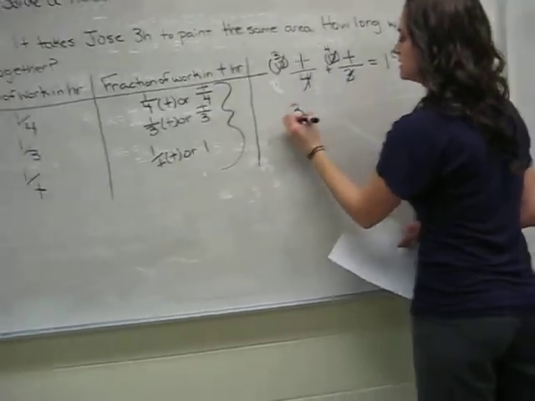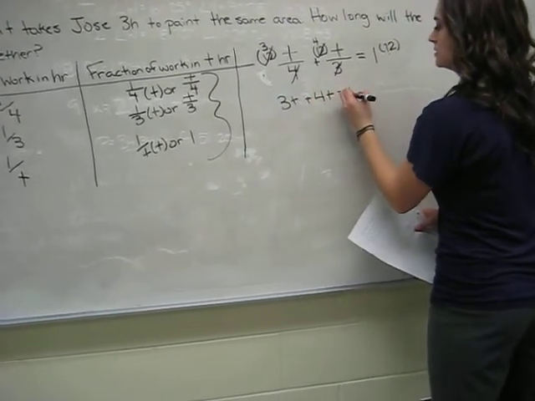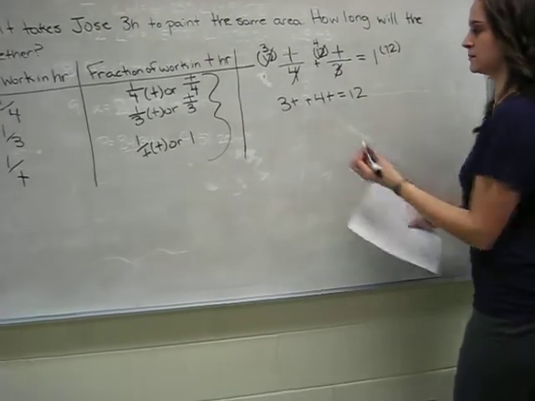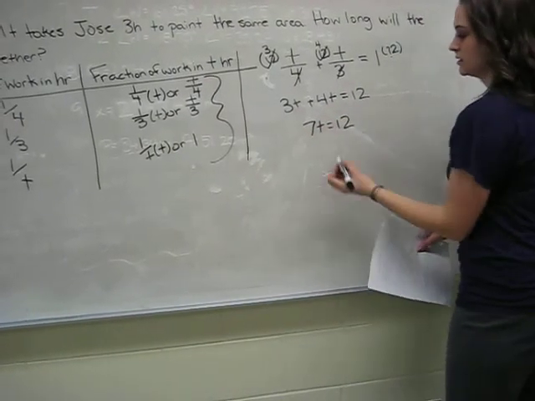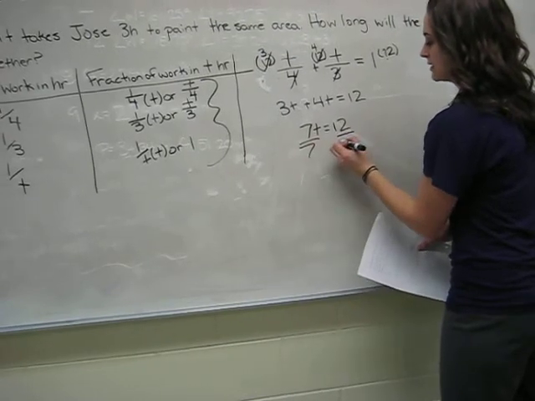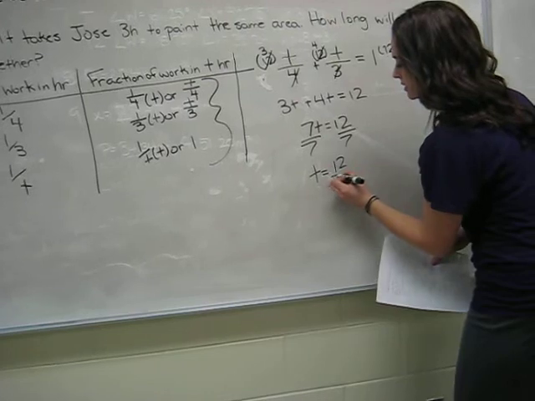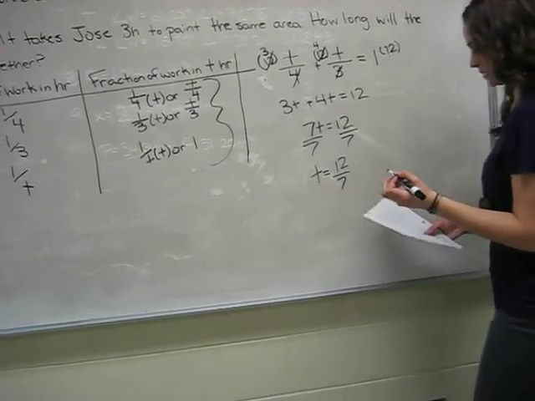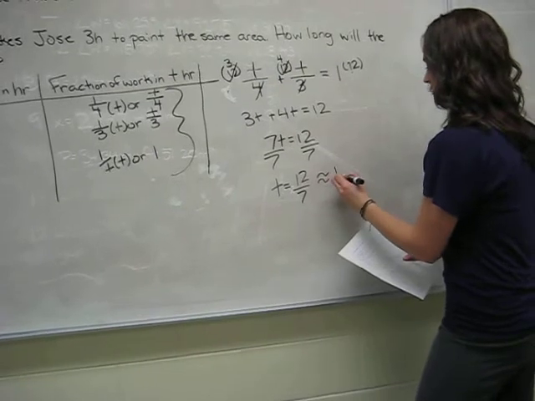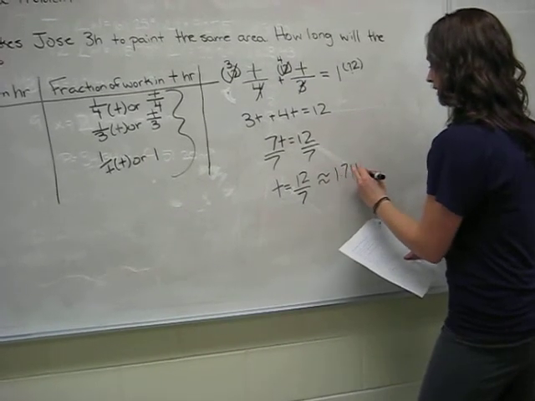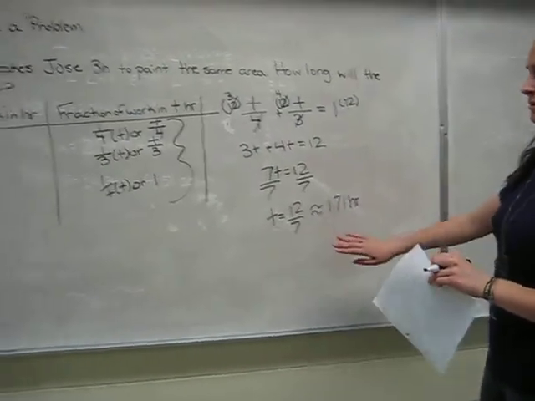So we have 3T plus 4T is equal to 12, which gives us 7T equal to 12. Then we can divide both sides by 7, and we're left with T is equal to 12 over 7. Or we could write this as a decimal, which would give us 1.17 hours. So this is how long it takes them to do the paint job together.